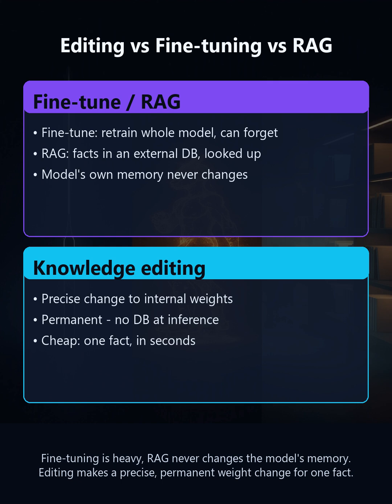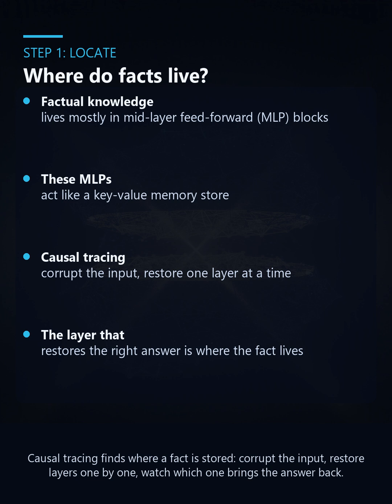How is this different from the alternatives? Fine-tuning updates the whole model on new data. It is powerful but heavy, and it can erase old skills. Retrieval, or RAG, keeps facts in an external database and looks them up at query time, so the model's own memory never actually changes. Knowledge editing sits in between. It makes a precise, permanent change to the model's internal weights for one fact, cheaply, with no database at inference time.